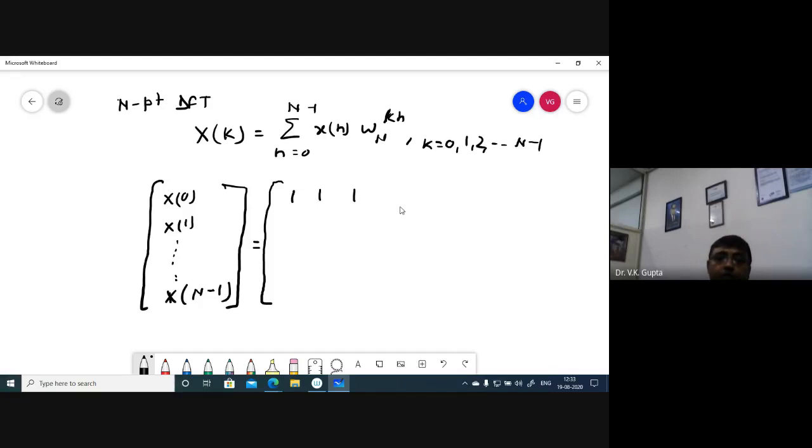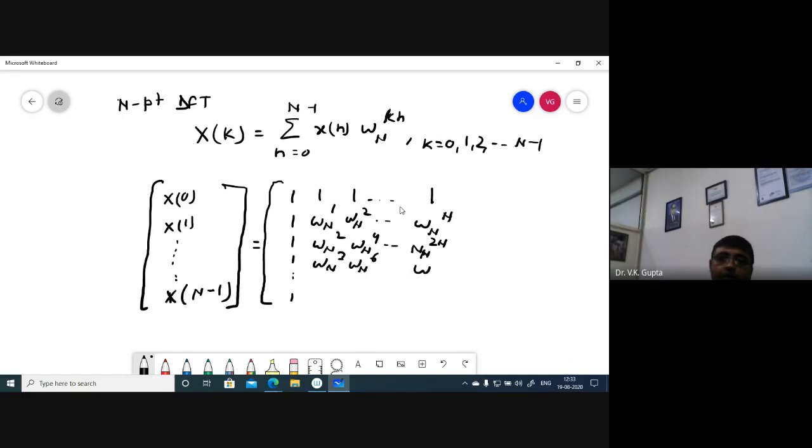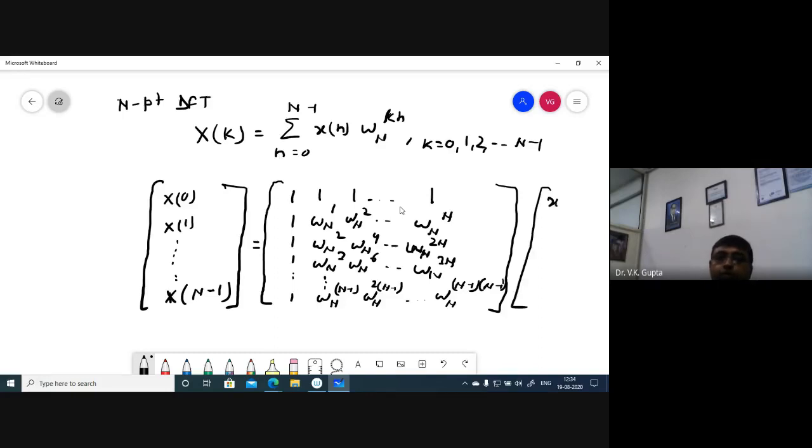We have 1, 1, 1 up to N. We have 1, W_N^1, W_N^2, up to W_N^N. We have W_N^2, W_N^4, up to W_N^2N. We have W_N^3, W_N^6, up to W_N^3N, and we have W_N^(N minus 1), W_N^(2(N minus 1)), up to W_N^((N minus 1)(N minus 1)), into the input x(0), x(1) up to x(N minus 1).